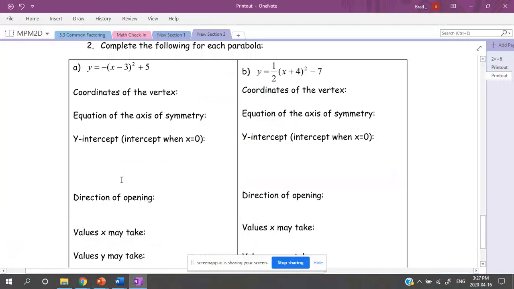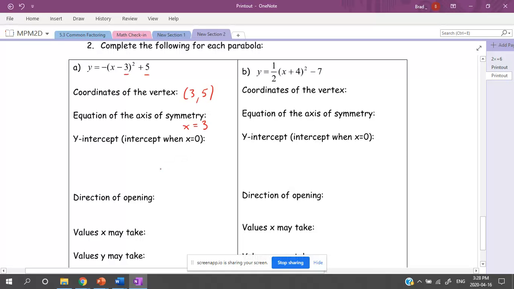Okay, so hopefully you didn't have too much trouble with that. So let's take a look at it. Coordinates of the vertex are h comma k. So that's going to be 3, 5. The equation of the axis of symmetry, we know that is x equals h. So that will be x equals 3, a vertical line running through 3 on the x axis.